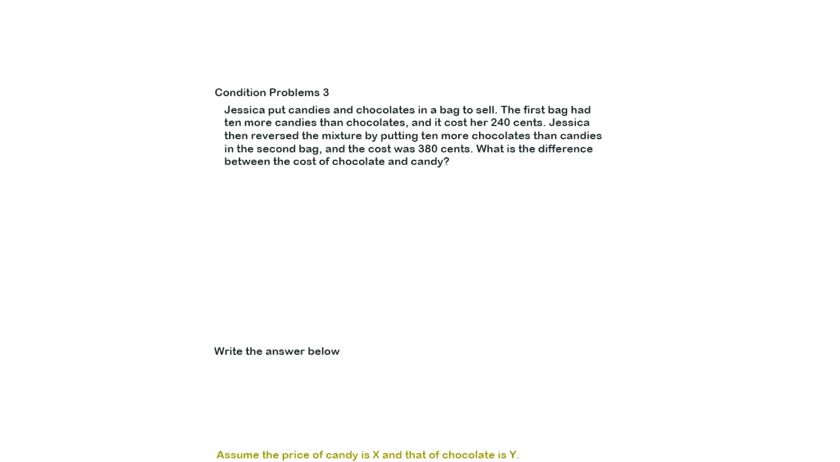The next example is a little tricky. Jessica put candies and chocolates in a bag to sell. The first bag had 10 more candies than chocolates and cost 240 cents. Jessica reversed the mixture by putting 10 more chocolates than candies in the second bag, and the cost was 380. What is the difference between the cost? Okay, it's not asking the cost of each, it's just asking the difference between the cost of chocolate and candy.